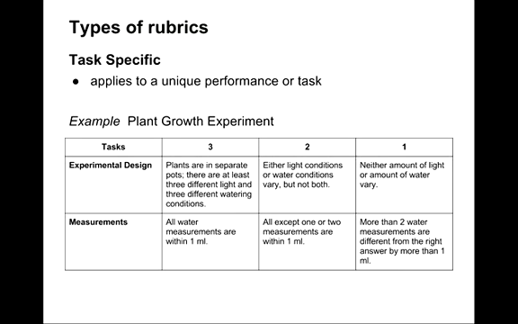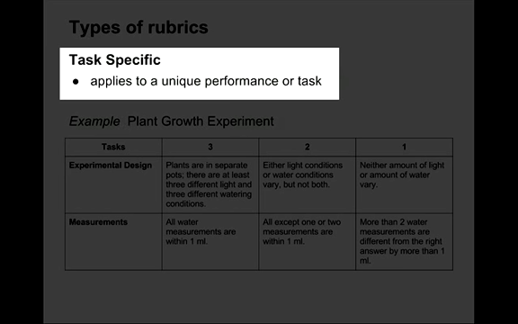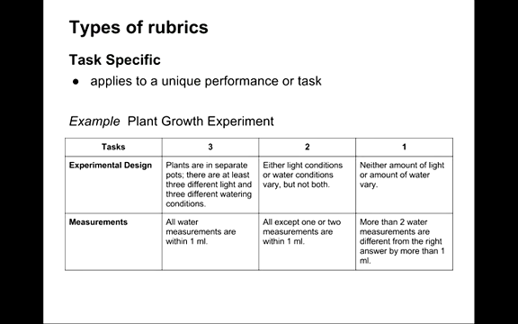We can also have a task-specific rubric, which applies to a unique performance or task. And in this example, here is a plant growth experiment you'd see in science. And you have the different tasks students would do and the criteria for each of them. This type of rubric could only be used for this plant growth experiment. You wouldn't be able to apply that in a general sense.